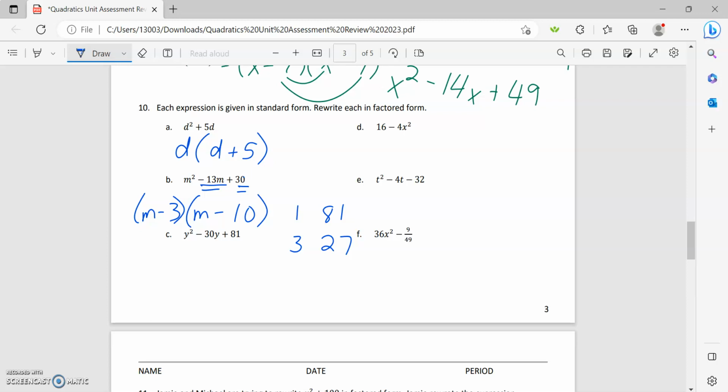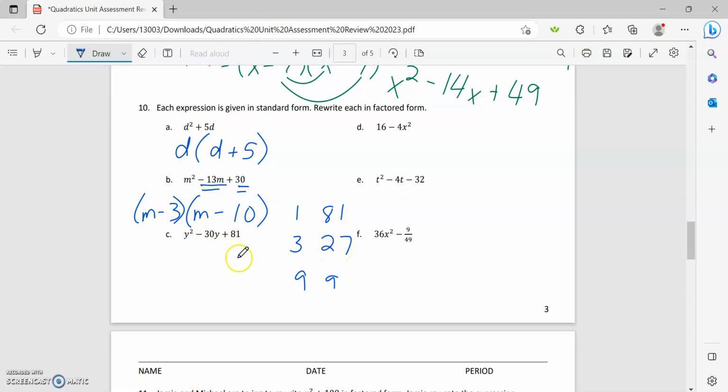4, 5. Well, I'm going to stop right there because I know that 9 and 9 works, right? So I'll skip to that. But I'm already looking at 81 and 1. When you add that, no matter what sign is what, that's not going to get 30. But 3 and 27, hey, look at that.